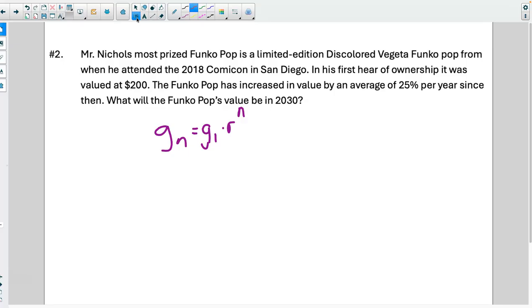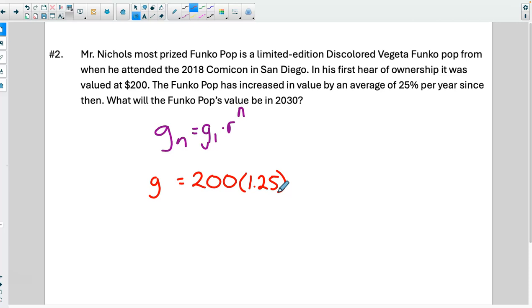G of 1 is what? R is what? 0.25. We like that? 1.25. Always, if you're increasing, you're going to have that 1. So I got 1.25. And then I need to raise it up to some year. I'm not doing 11. Wait, 2030. I did it for 2030.